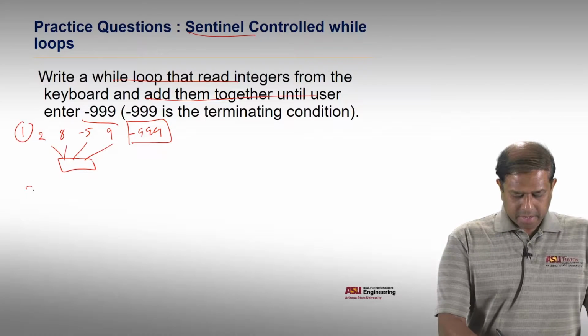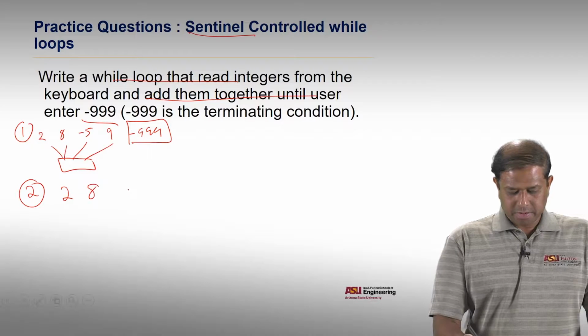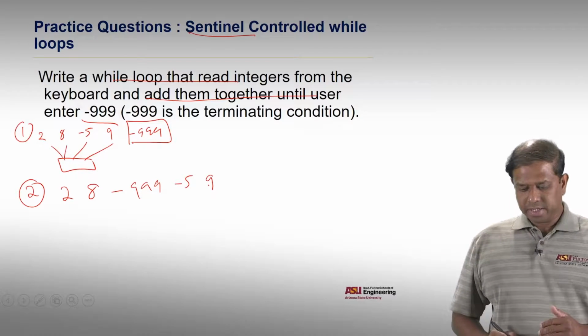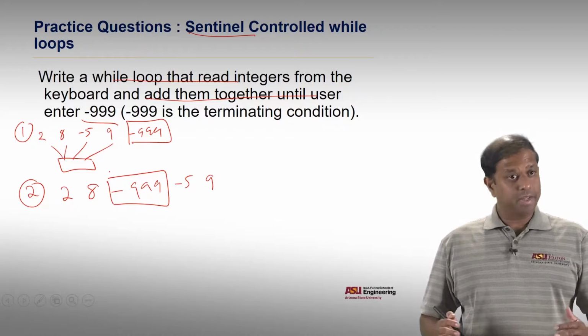But we can have a scenario like this also. Let's say the user is entering values like 2, 8, then -999, -5, and then 9. Now in this case, the sentinel, the terminating condition, is in the middle of the input stream.